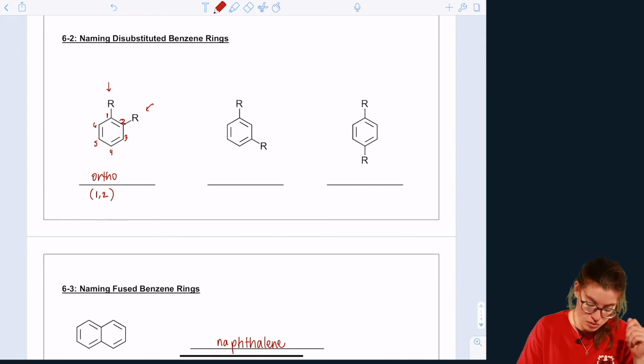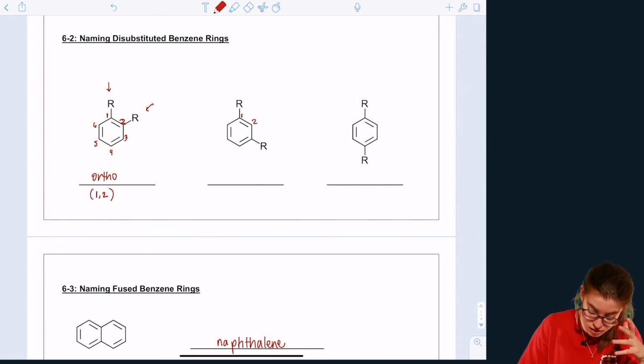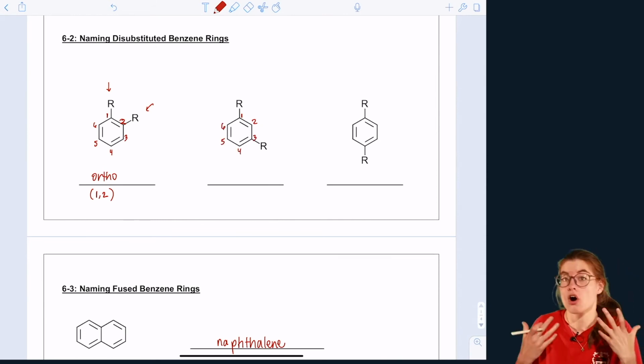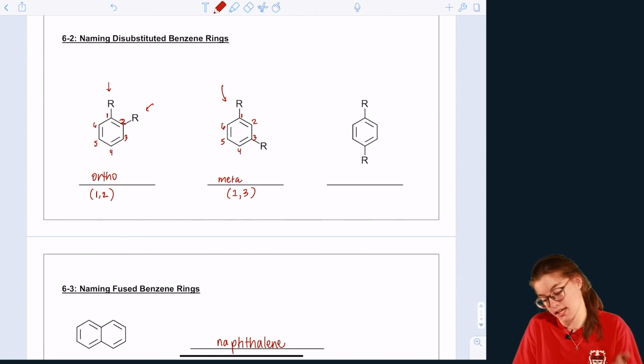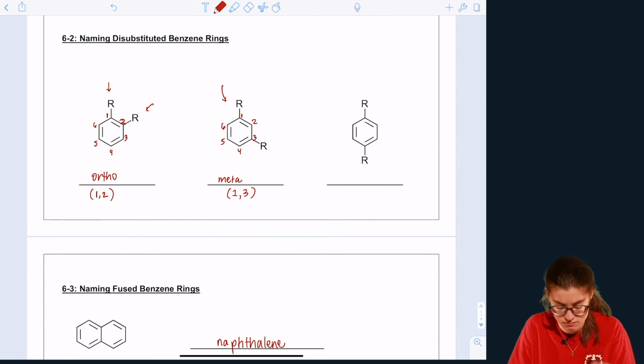All right, but what if we have a substitution at number 1 and number 3? Okay, how would we call this relationship? 1,3 substitution. We would call this meta. So this benzene ring right here, I could say, oh, that's meta-substituted.